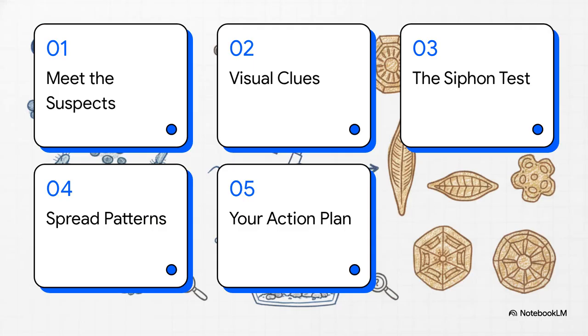Okay, let's dive right into this forensic investigation. First, we'll meet our main slime suspects, then analyze visual clues like color and texture. After that, we'll run the infamous siphon test, map out where they like to hide, and finally, build your personal action plan. We're going to gather a solid bundle of clues to crack this case wide open.